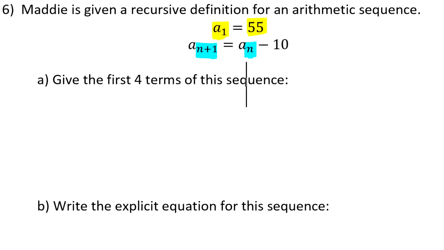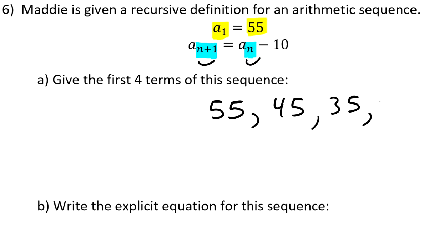Well, thinking about that, we can now write the first four terms. Here's the first term, right? We were told that that's 55. And then it says the next term, right? The n plus 1 term is the current term, 55 minus 10. That looks like we're going to be at 45. The next one's going to be 45 minus 10. And the one after that will be 35 minus 10. So those are the first four terms of our sequence, and then we just continue subtracting 10 each time.